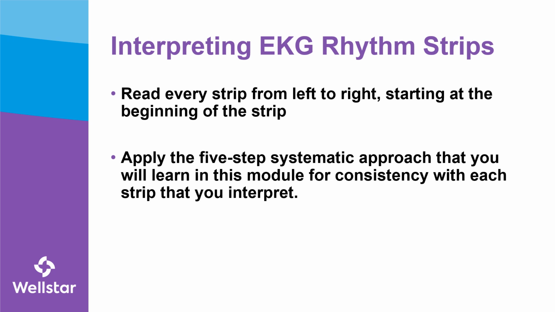Interpreting EKG rhythm strips, read every strip from left to right, starting at the beginning of the strip. Apply the 5-step systematic approach that you will learn in this module for consistency with each strip that you interpret. A lot of times people will look at a rhythm and be overwhelmed with the amount of things they're seeing on there and try to interpret it based off of memory. But if we learn the 5-step process, we can work our way through deciphering what that rhythm is.